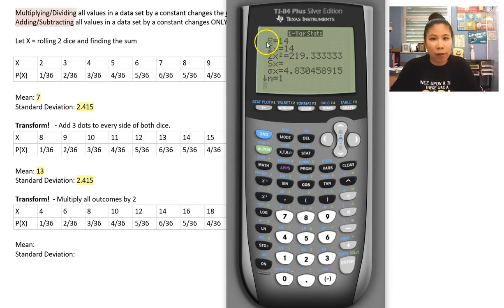All right. So we have a mean now of 14, which makes sense. If we multiply all our data values by 2, then our mean's also going to be multiplied by 2. So we started with a mean of 7, now it's 14, which is times 2. Our standard deviation, if you look, 4.83. Our original standard deviation was 2.415. So yeah, it sounds like that also got multiplied by 2.